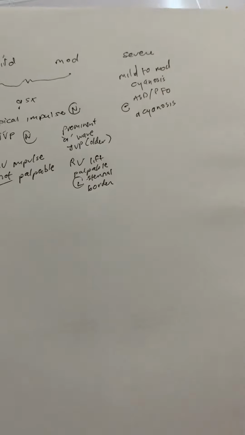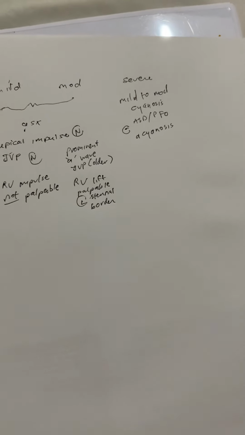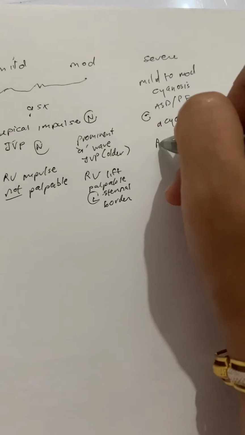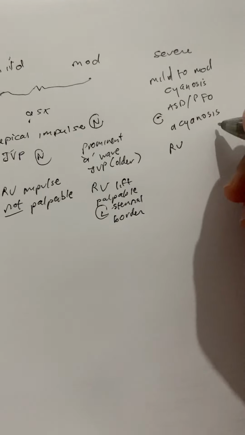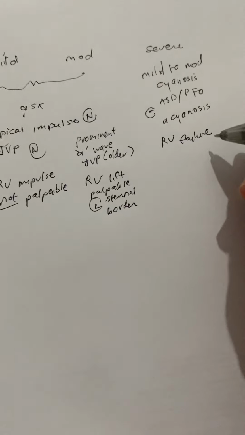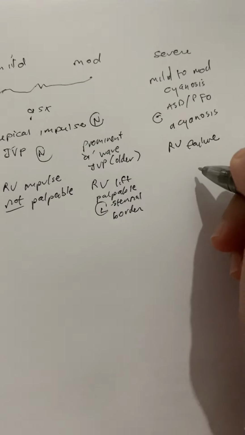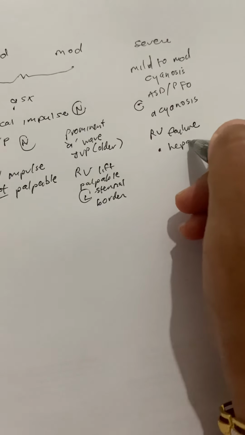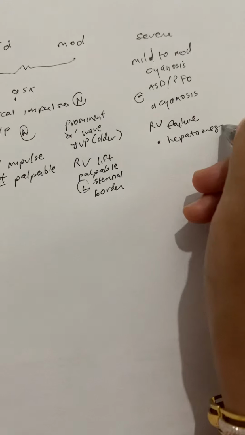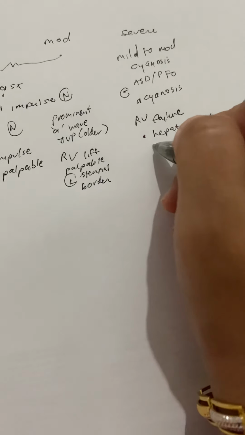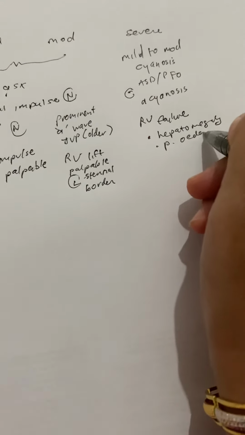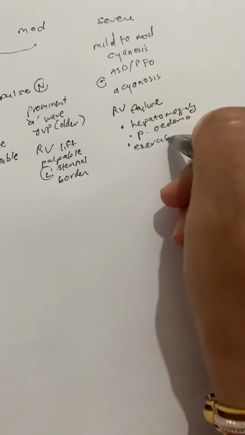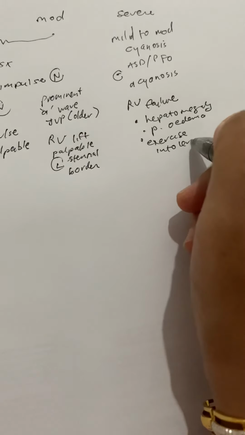Without this, there will be signs of right ventricular failure, which are hepatomegaly, peripheral edema, and also exercise intolerance.